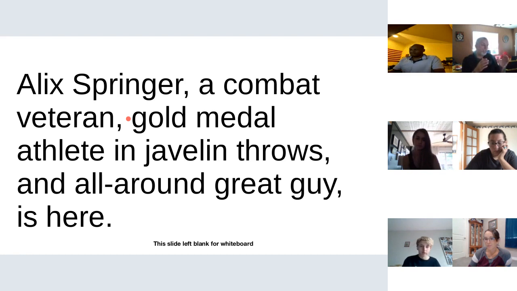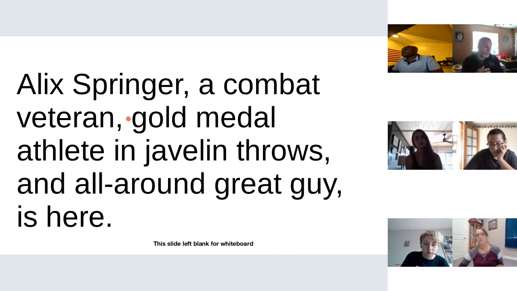If I'm adding extra information about a noun, in this case, that noun is Mr. Springer, then a combat veteran gets commas. Gold medal athlete gets commas. An all-around great guy gets commas because I have a list inside of this description about him. So anytime you're offering extra information about a noun, it has to be a noun, then it gets commas. Does that make sense to everybody?